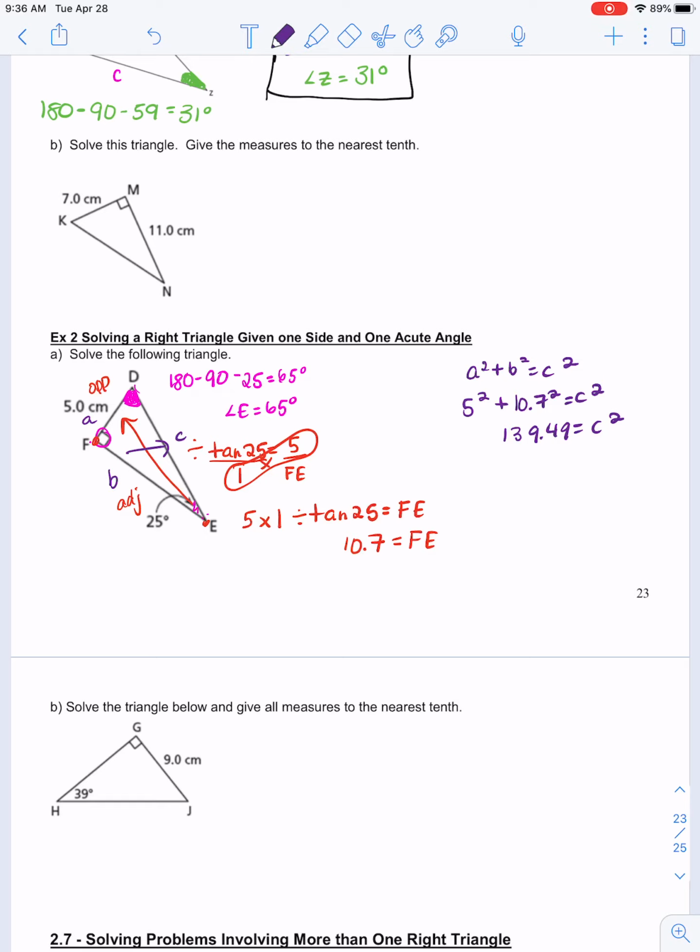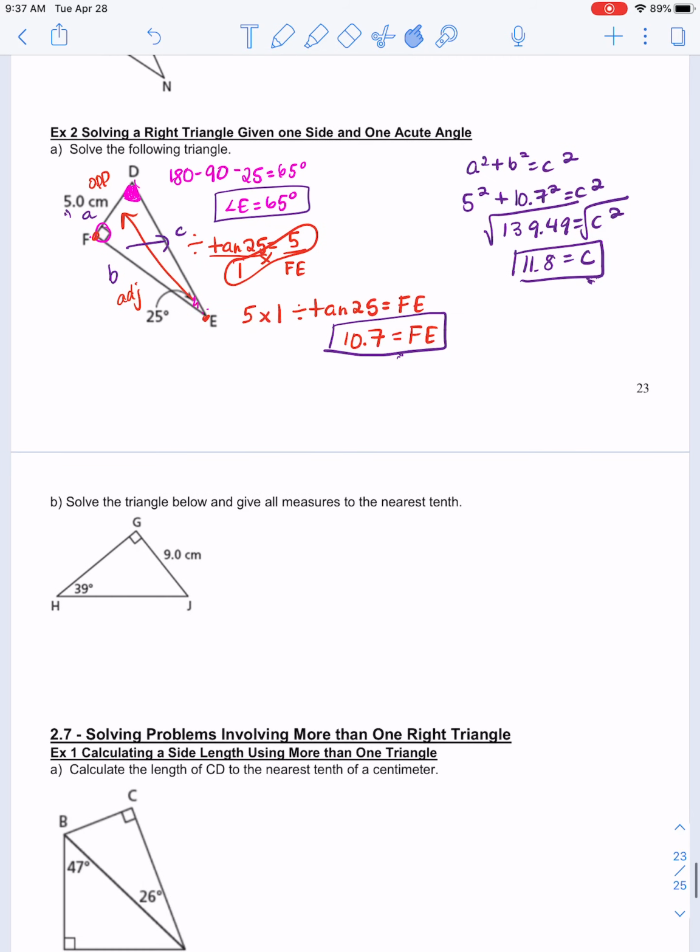Now, the opposite of squaring is square rooting. So I'm going to square root both sides, and I get 11.8 is equal to C. So that is my third length. I have 11.8, I have 10.7 for my other side, and E is 65 degrees. Just be careful, your hypotenuse should always be the biggest side. So my side C, 11.8, is bigger than 10.7 and 5, which is something that we should be checking on.